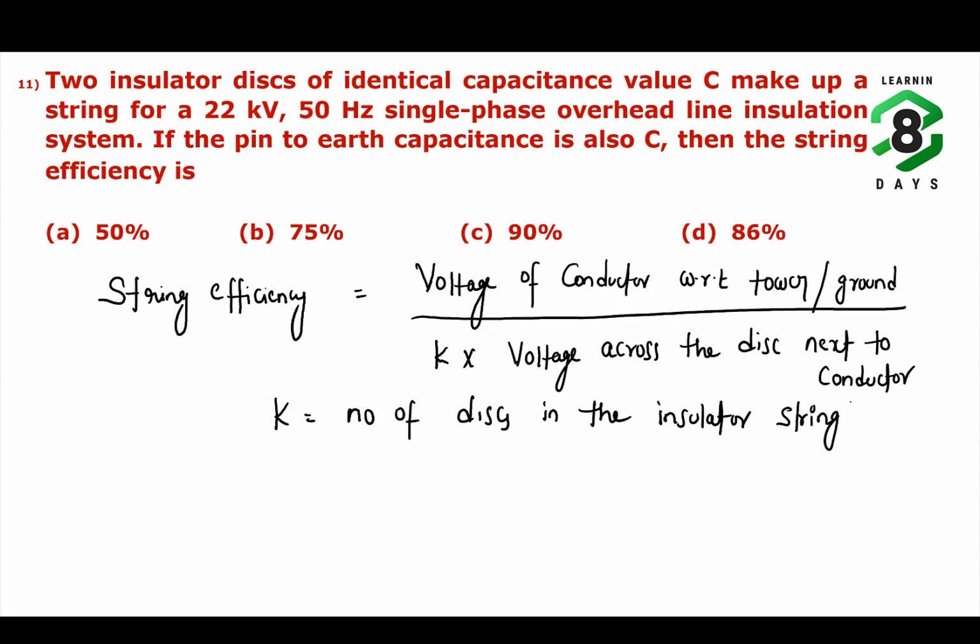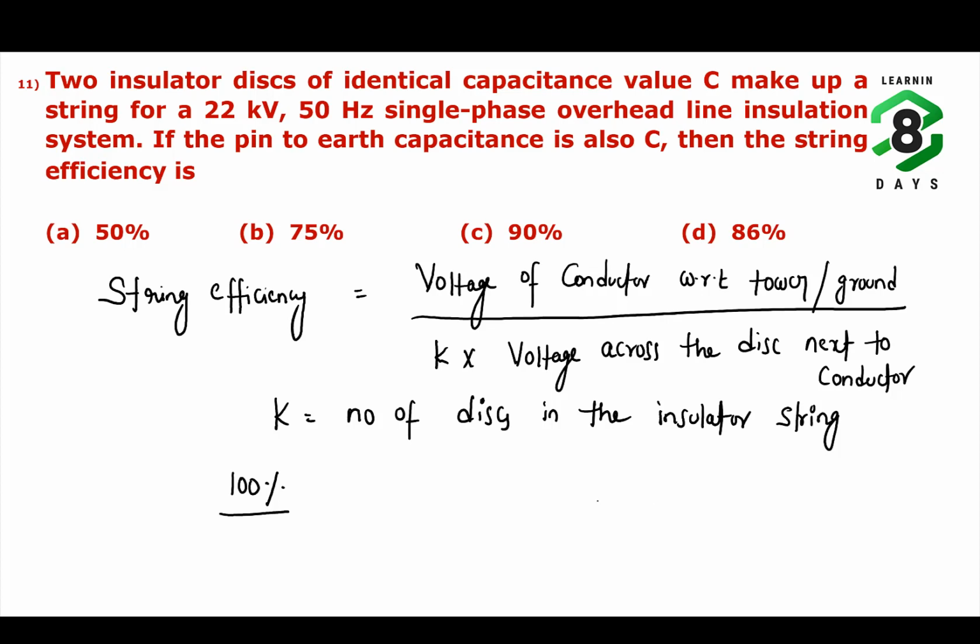So K is the number of disks in the insulator string. String efficiency specifies the percentage utilization of the insulating material. Higher is the string efficiency, better is the utilization of insulating material in the string. So the ideal value for string efficiency is 100%, which you can see in the HVDC lines. So in HVDC lines, the string efficiency is 100%. So string efficiency specifies the percentage utilization of the insulating material in the insulator string.